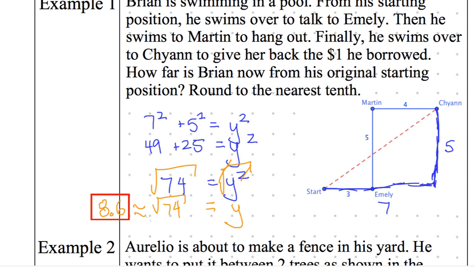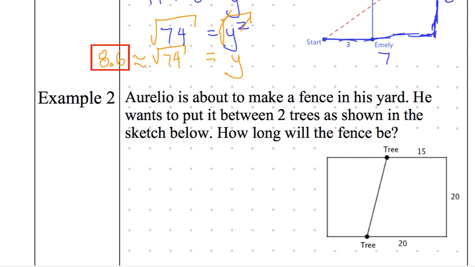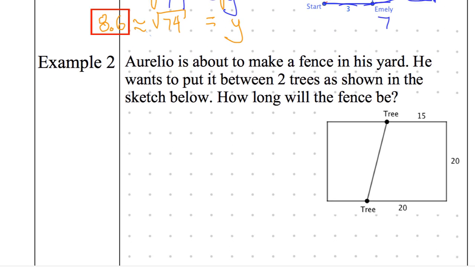All right, any questions on example 1? All right, we're on to example 2. All right, easy XP. Who wants to read this one? Go for it, Caroline.